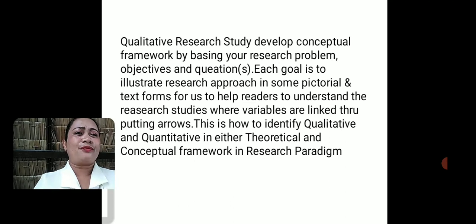So for the qualitative research study, develop a conceptual framework by basing it on your research problem, objectives, and questions. The goal is to illustrate the research approach in pictorial and text forms to help readers understand the research study, where variables are linked by arrows. This is how to identify qualitative and quantitative, in either a theoretical or conceptual framework in a research paradigm.